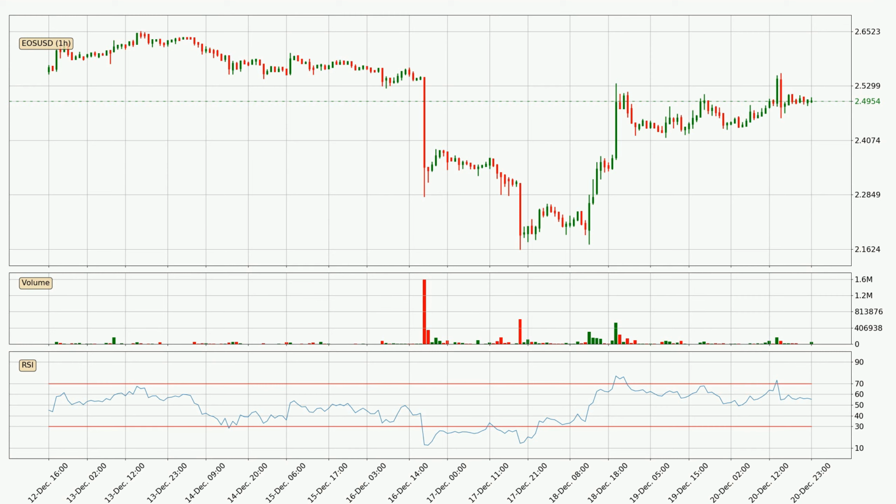Accordingly, the price is deemed oversold if the RSI is below 30. Now looking at the current hourly relative strength index, the current hourly RSI is at 55, so there are currently no signs of the crypto being overbought or oversold.